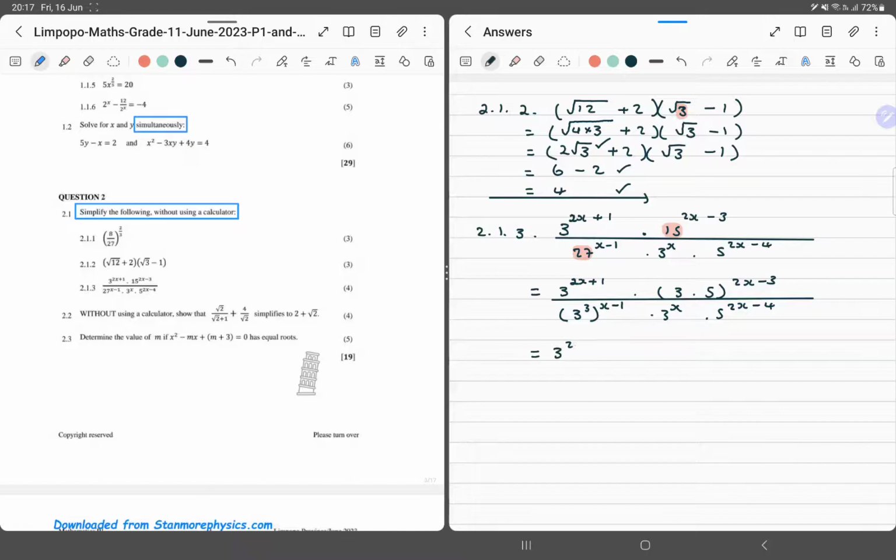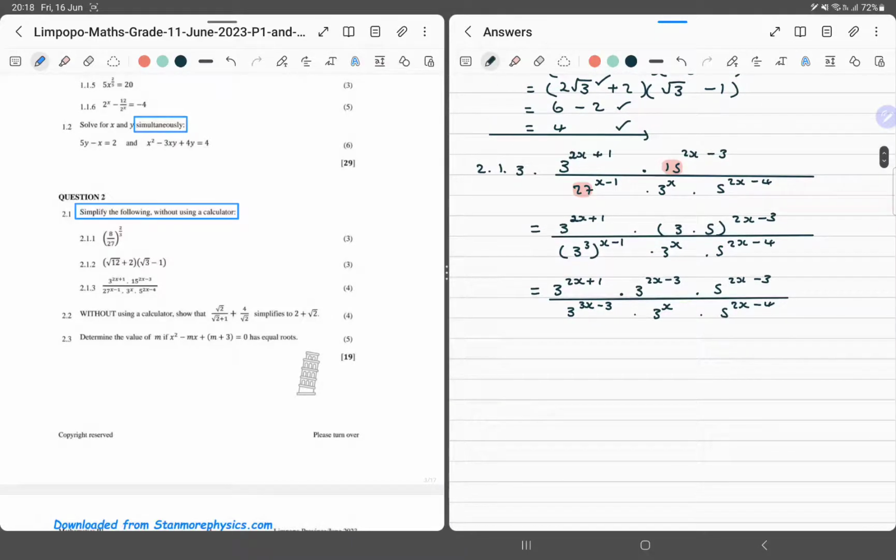So this is 3 to exponent 2x plus 1. These ones are totally annoying. Now you distribute the exponent to the 3 and to the 5. Okay, now that everything looks set, so this is going to be 3 to the exponent 3x minus 3 now, times 3 to exponent x, times 5 to exponent 2x minus 4. So this one is annoying, please be aware of that.